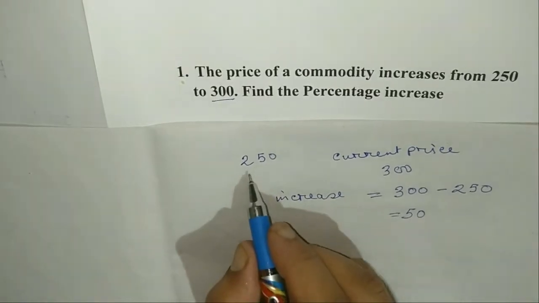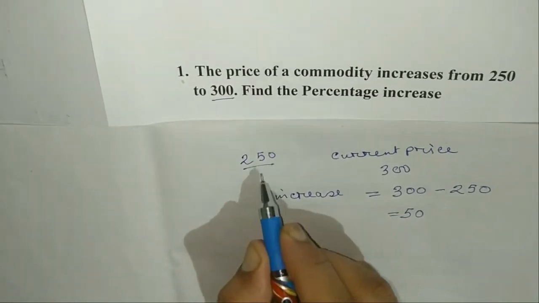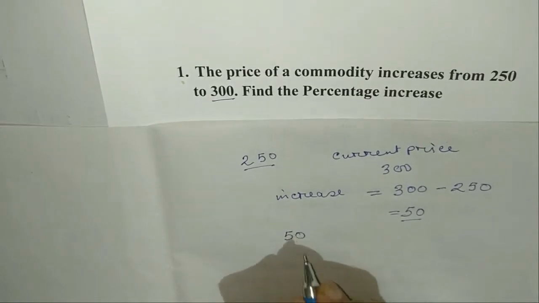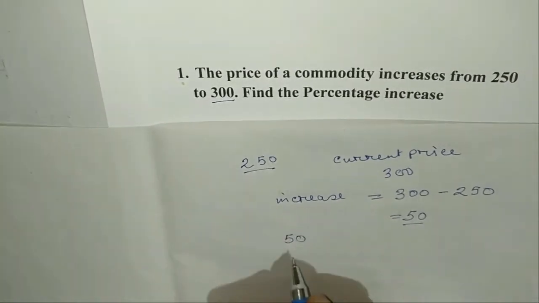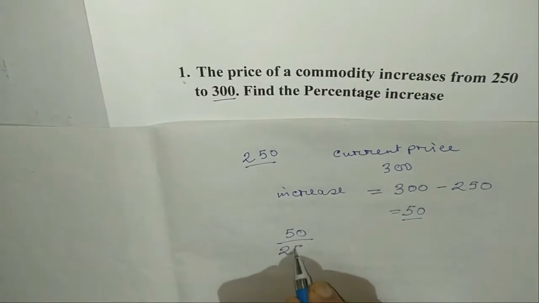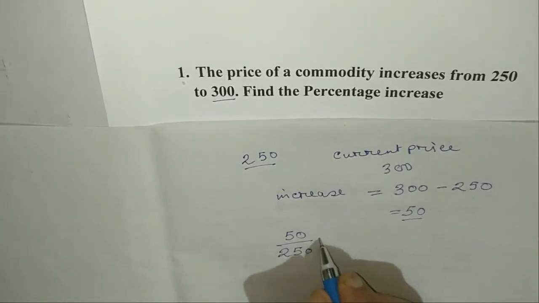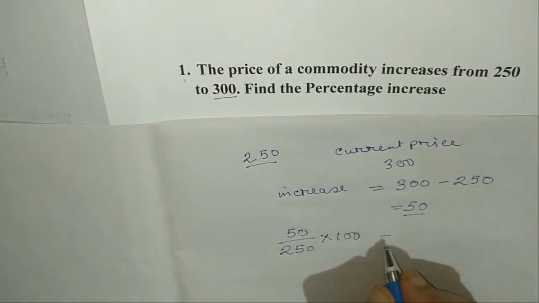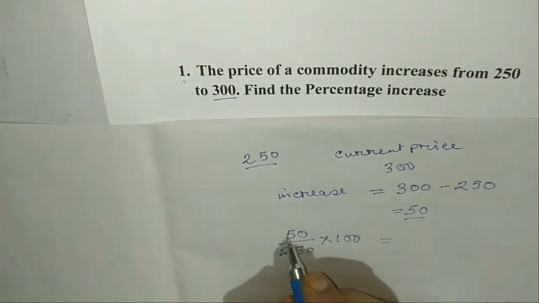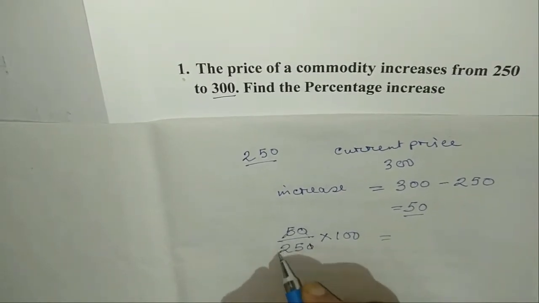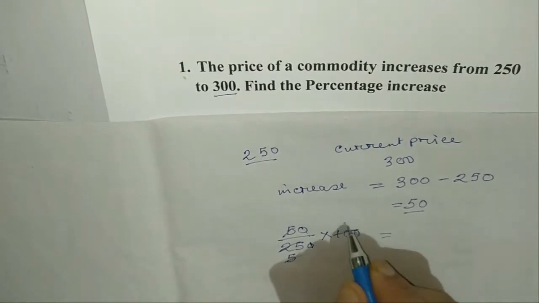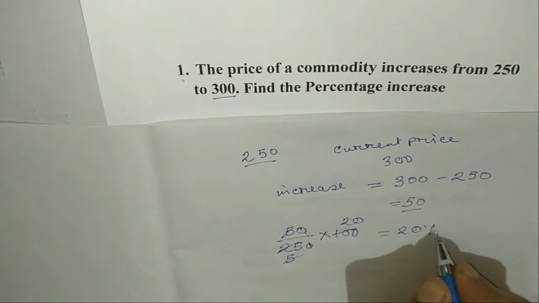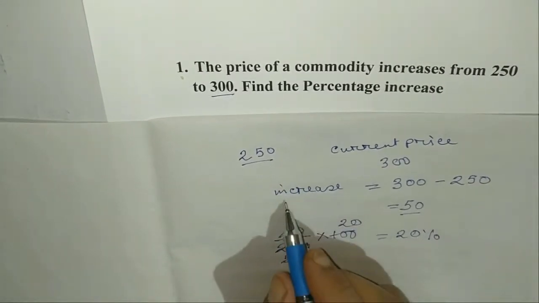Initial price was 250. This is the increase that happened. So if we want to calculate the percentage, 50 will be on the top, against 250 we are going to calculate, so 250 will be below, and as we need to calculate percentage, we multiply with 100. Now 100 divided by 5 is equal to 20. So we are getting 20%. So the percentage change of the price is 20%.